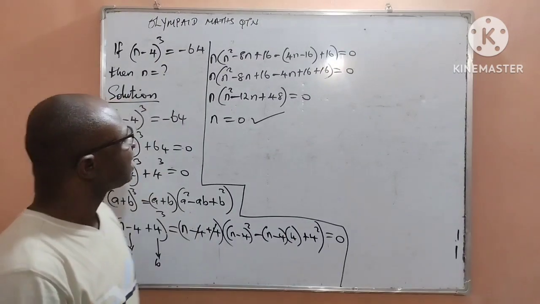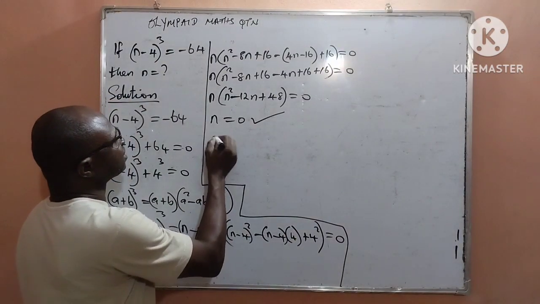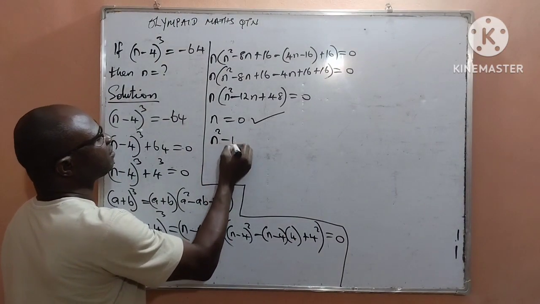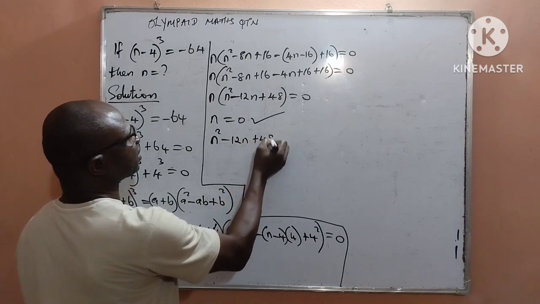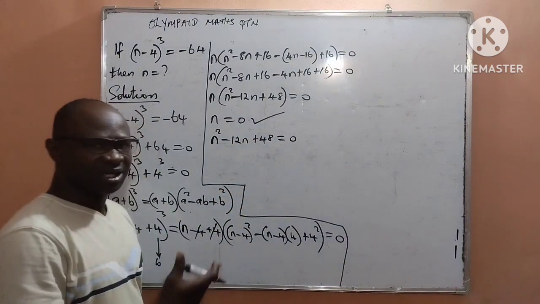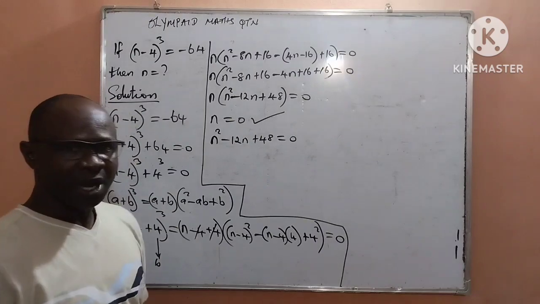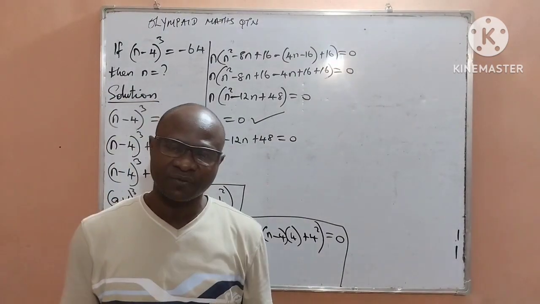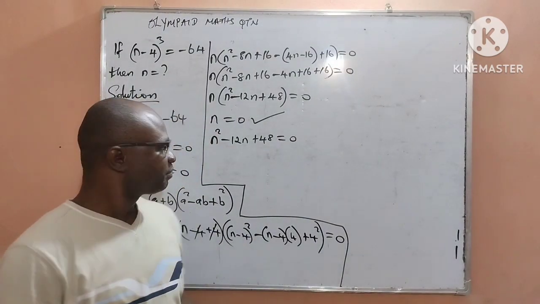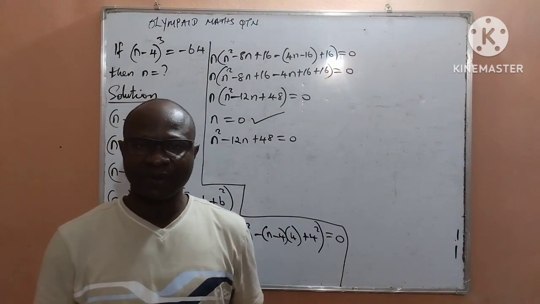Okay? And when that is done, you will see that it will look like this: n squared minus 12n plus 48 is equal to 0. It is a typical quadratic equation, and we can go by any of the methods of quadratic equation. Okay, but in this case, let us go by quadratic formula.